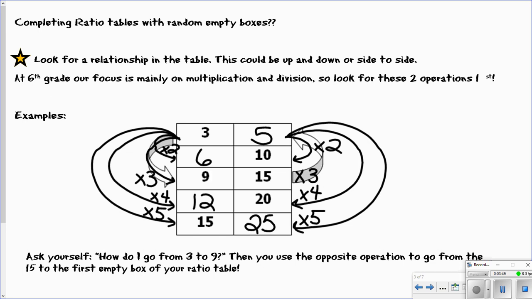Never assume that these numbers go in numerical order. So you will not always find 2, 3, 4, 5. You could find it skipping numbers. You have to be very aware of how you're getting from one number to another.